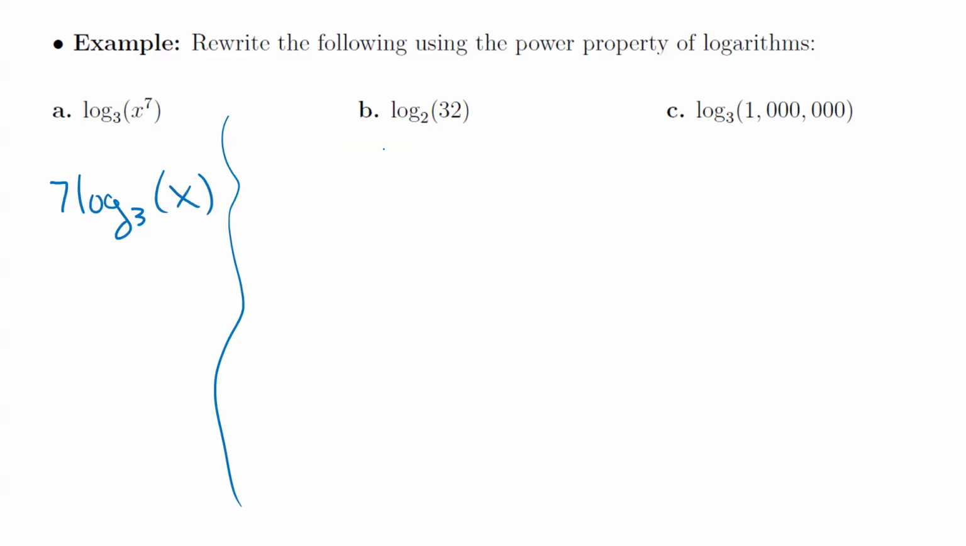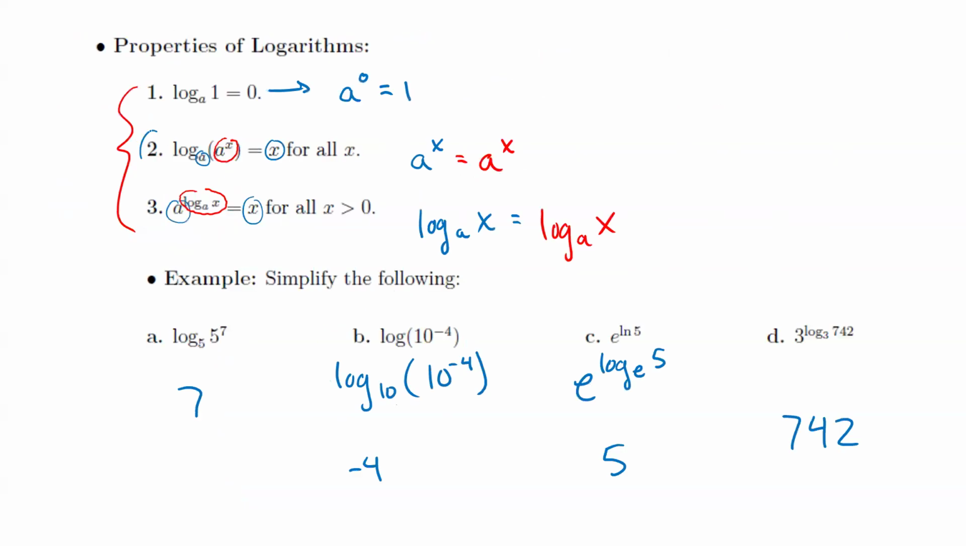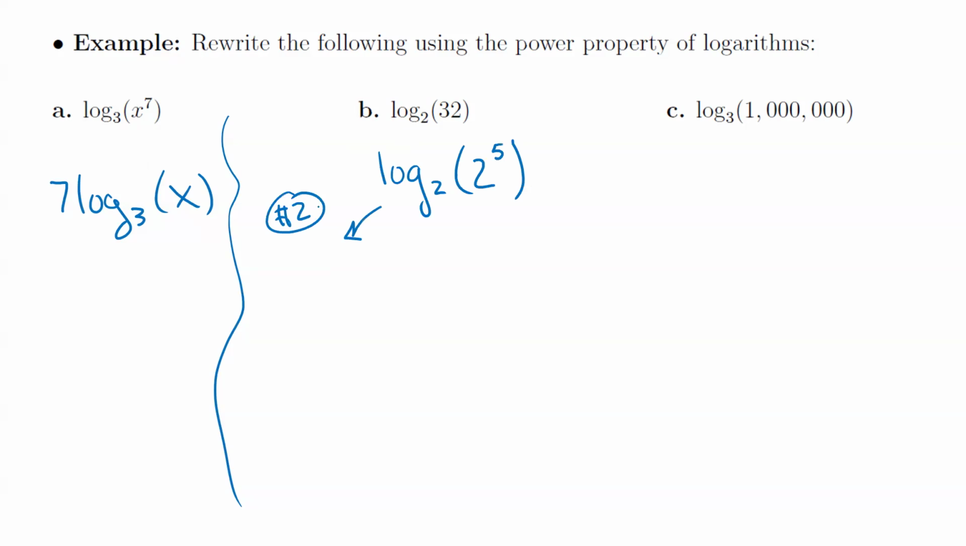In part B, if I recognize that 32 is really just 2 to the fifth power, then there's two ways that I can do this. If I use property number 2, meaning this one here, then since the bases match, I could just immediately say the answer is 5.